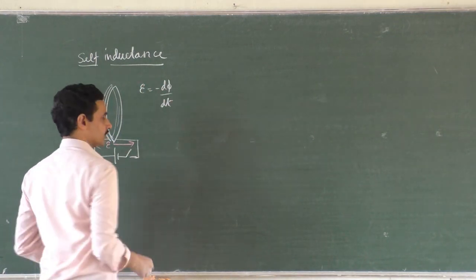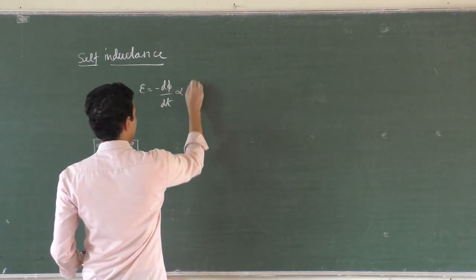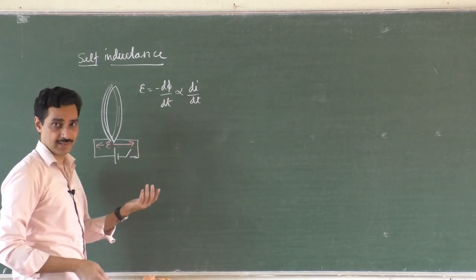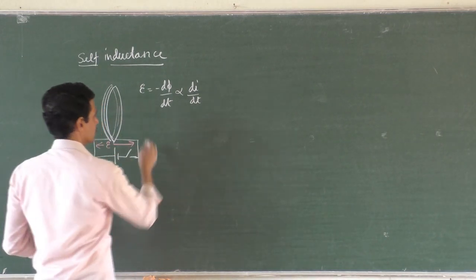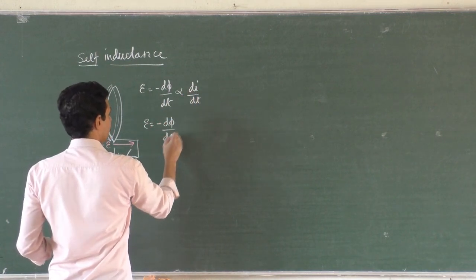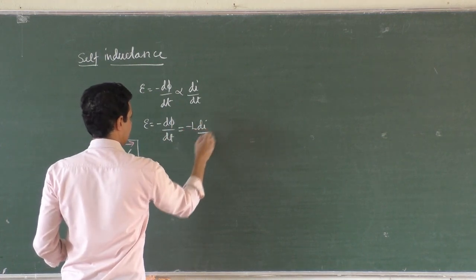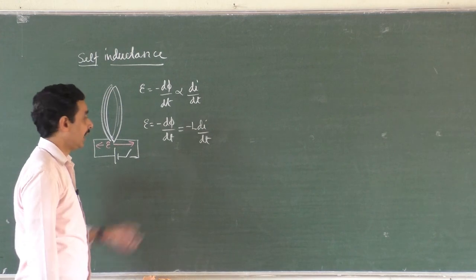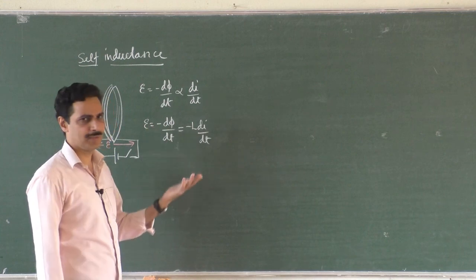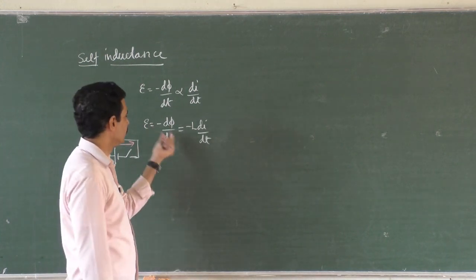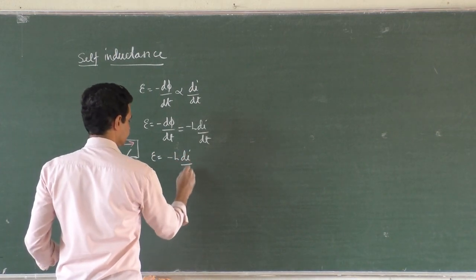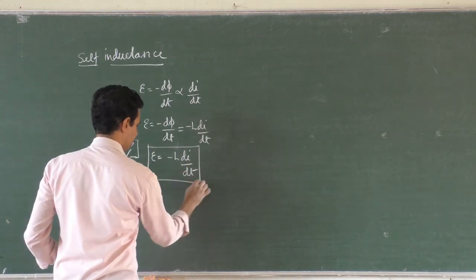Now I take the negative sign according to Lenz's law. But d phi by dt is directly proportional to di by dt, the rate of change of current, how fast the current increases and how fast it decreases. Accordingly we have the magnetic field also. So E is equal to minus d phi by dt, which is equal to minus L di by dt. Again, the negative sign is in accordance with Lenz's law. I have not discussed that minus sign in the previous discussion, because we had taken only the magnitude of induced EMF. So E is equal to minus L di by dt. That's enough for me.